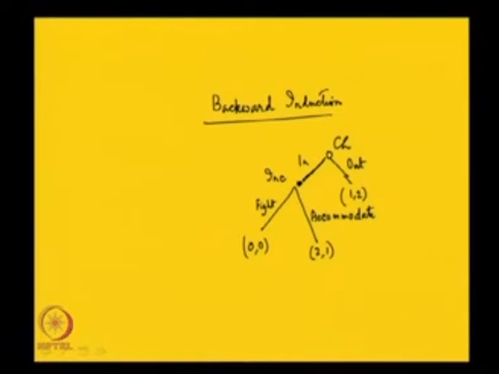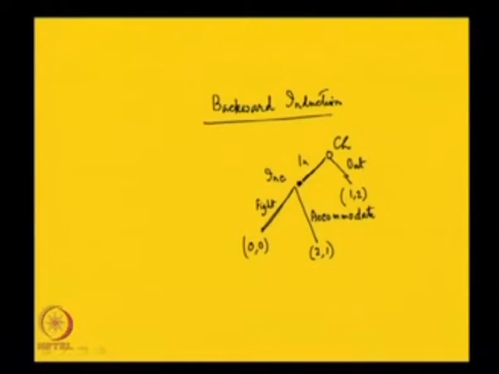So, he knows that after he has taken the action in, the incumbent will be left with two options, one is fight and the other is to accommodate. Now, since the challenger knows that the incumbent is rational, he can figure out that the incumbent will never fight. So, this is suboptimal for the incumbent because he is getting 0 here if he fights. So, therefore, the only action that is rational for the incumbent to take is to accommodate, because he is getting 1 here.